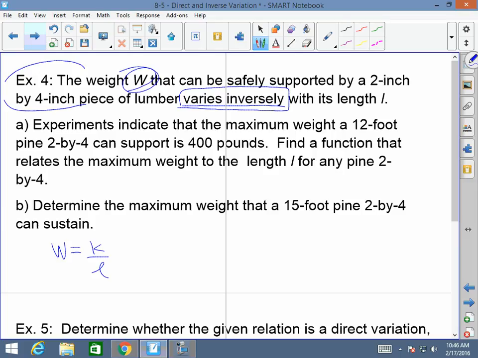So that's my model function, but I don't have any numbers yet. So let's look at A. Experiments indicate that the maximum weight a 12-foot pine 2 by 4 can support is 400 pounds. Find a function that relates the maximum weight to the length L for any pine 2 by 4. Well, let's do this. What did they say my W, my weight was? 400. I'm looking for K. What did they say my L, my length was? 12 feet. So what's my K, gentlemen? 4,800. So what's my function, gentlemen?